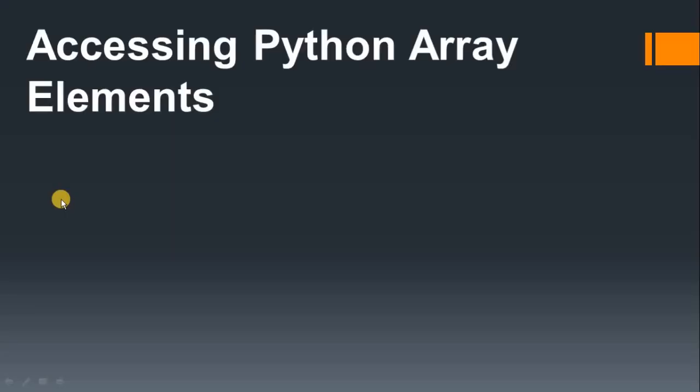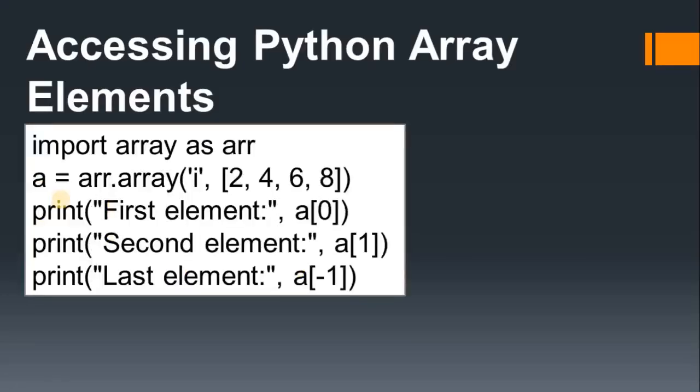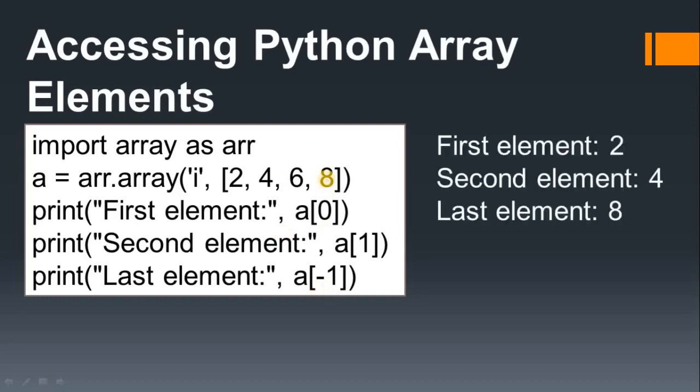And now we will see accessing Python array elements. So for that I have taken one example here. First we import array, and then we write this statement, which contains 4 values of integer type. Then whenever you use the print statement with the index value 0, 1, minus 1, it will print the value. So 0 means it will print the first value, 1 means it will print the second value, minus 1 means it will start from the last. So the last value is 8. So you see, in this way you can access a particular value by using the index position.